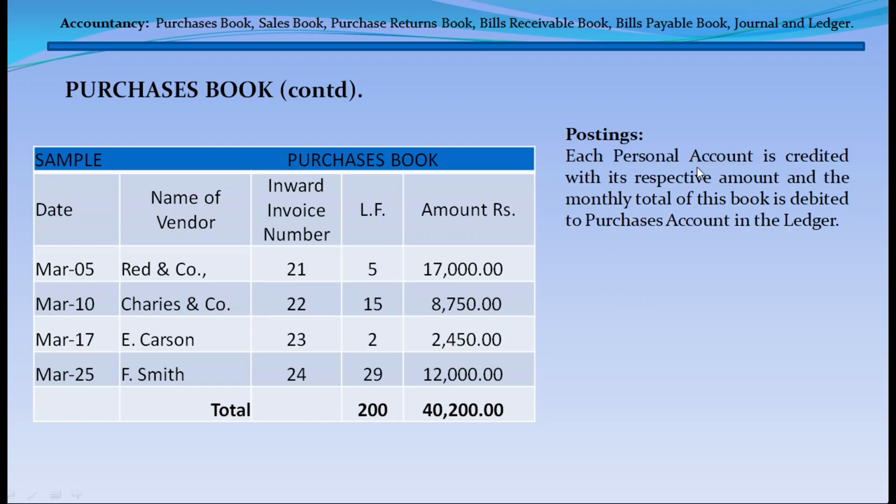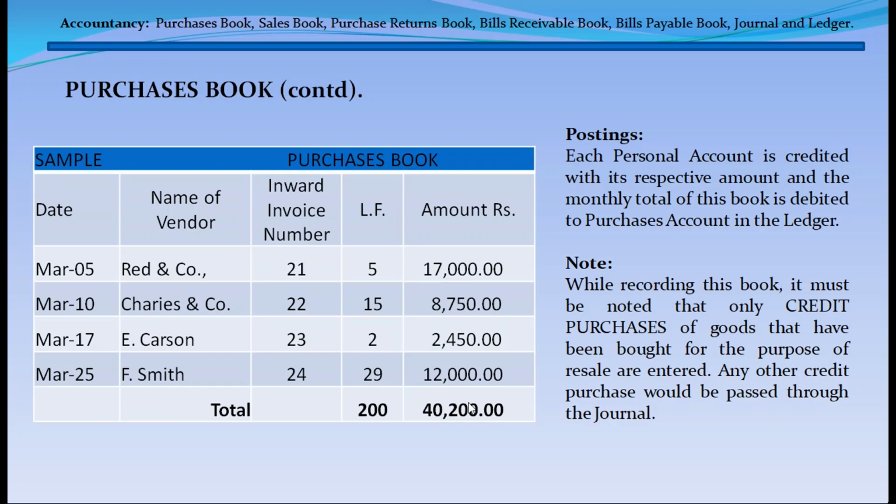Each personal account is credited with its respective amount and the monthly total of this book is debited to purchases account in the ledger. Personal accounts of Red and Company, the vendor, Charlie and Company, Carson, Smith, all these are vendors. These accounts are credited in the ledger against their folio number in the ledger, and the total of this column of this book is debited to purchase account in the ledger. We will not make 4 entries in the purchases account. We will make only 1 entry against the amount for the month.